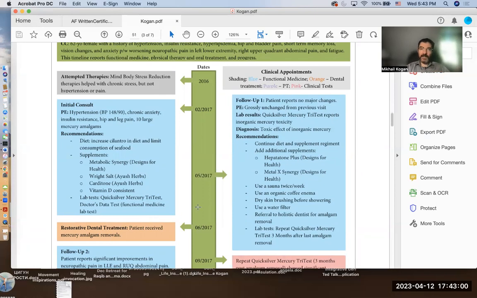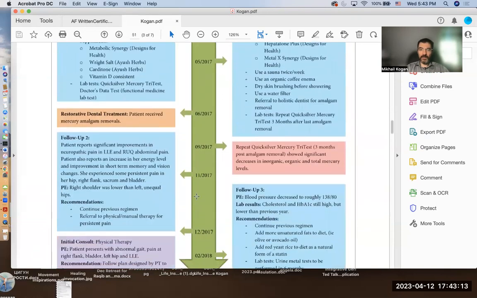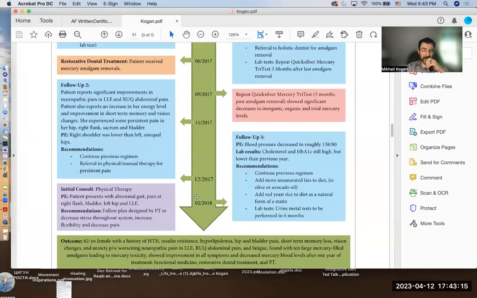And this is the timing of how it happened. As you can see, it takes quite a while. The initial treatments, while we were getting the workup together, took some months, and then the actual detoxification, as you can see from here, took about a year roughly.